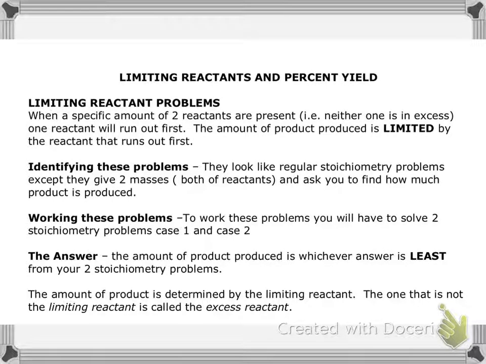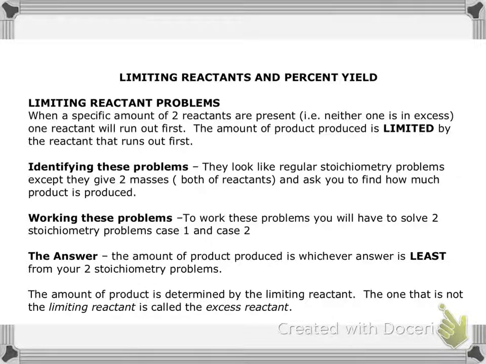If you'll read this top section, it says limiting reactant problems are when a specific amount of two reactants are present. So one of those reactants is going to run out first. The one that runs out first is called your limiting reactant because it limits how much can be made. Once a reactant runs out, the reaction stops. So that limiting reactant determines how much product can actually be created from a certain reaction.